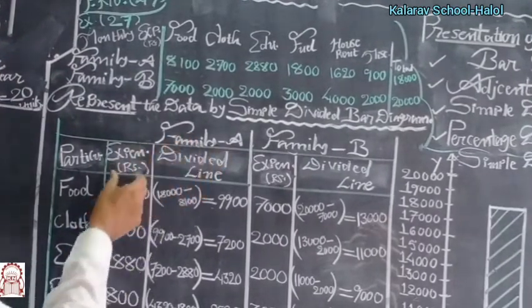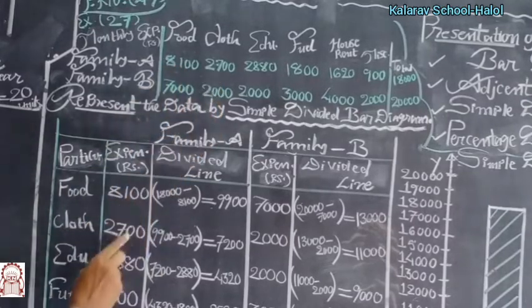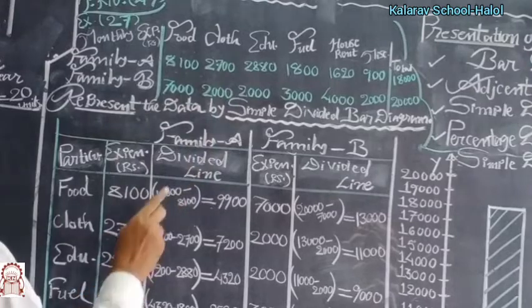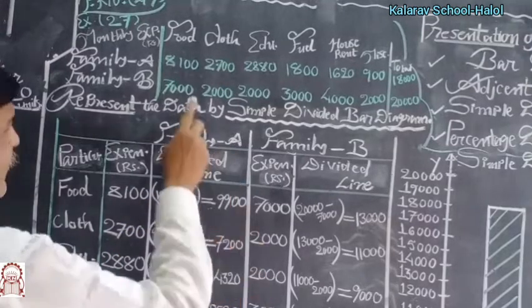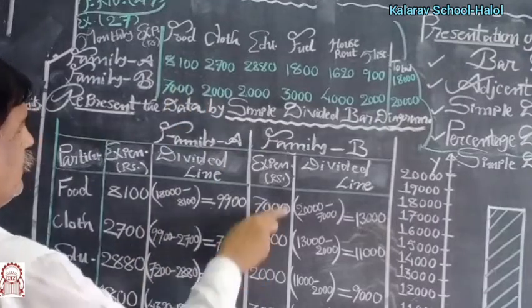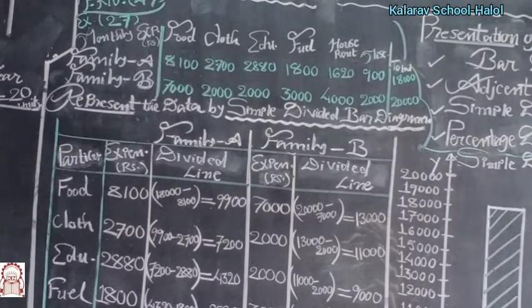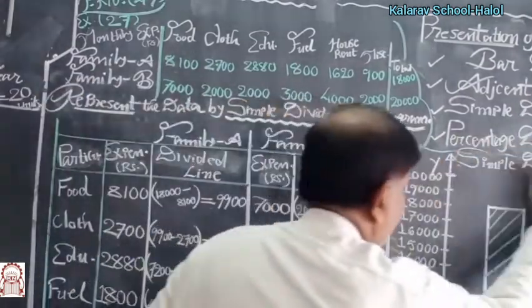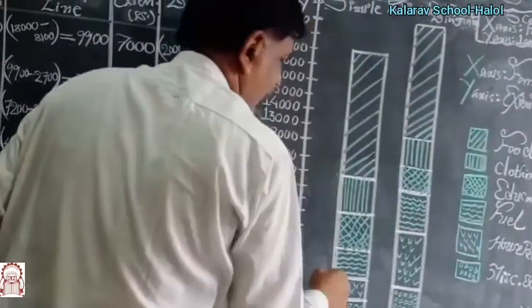Expenses of family A are given as 8,100, 2,700, 2,880, 1,800, 1,620, 900. In the same way for family B: 7,000, 2,000, 2,000, 3,000, 4,000 and 2,000. Now, the divided line. Where do we have to cut it? This diagram is known as the simple divided bar diagram.